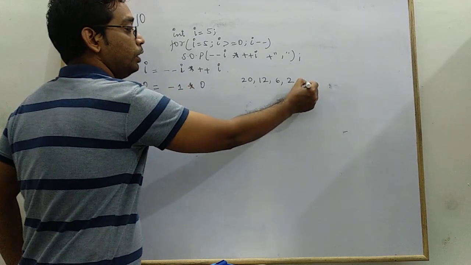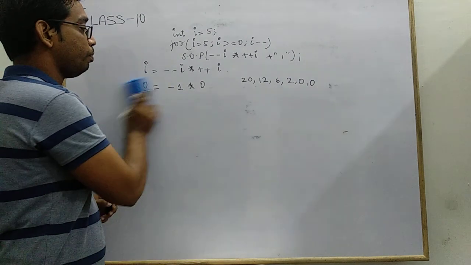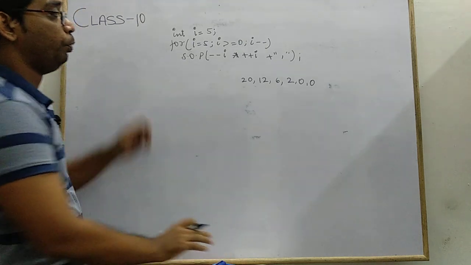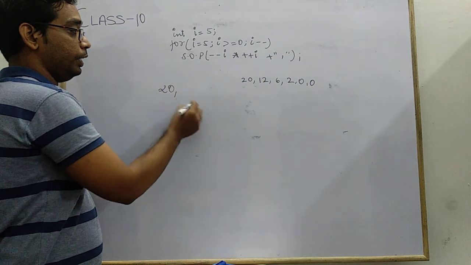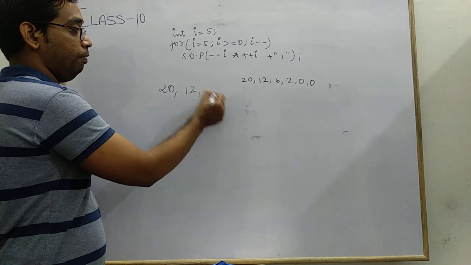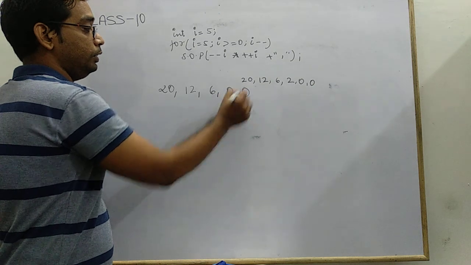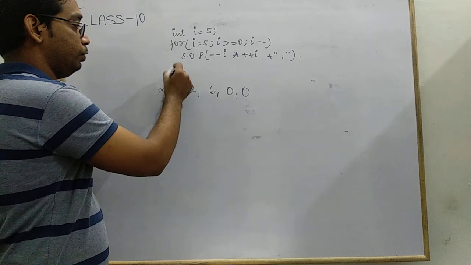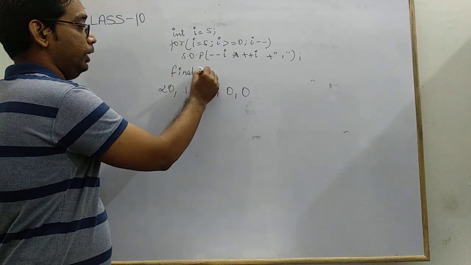So the output is 0. So what is the final output here? The final output of this problem is 20, 12, 6, 0 and 0. This one is the final answer.